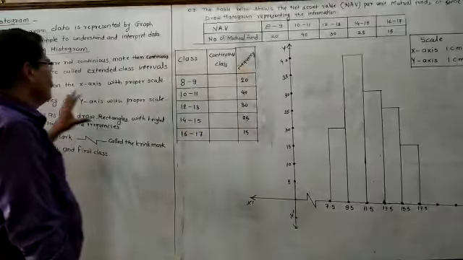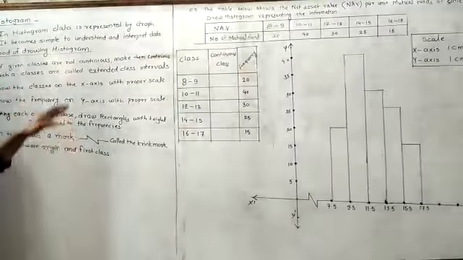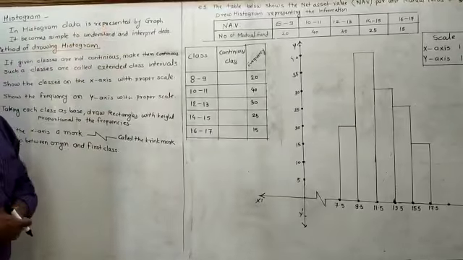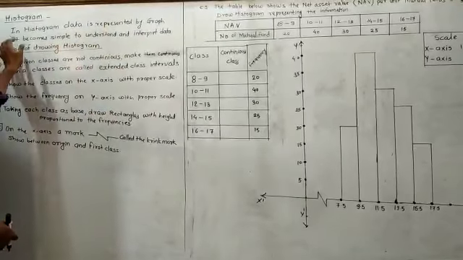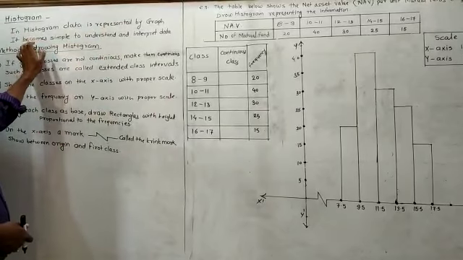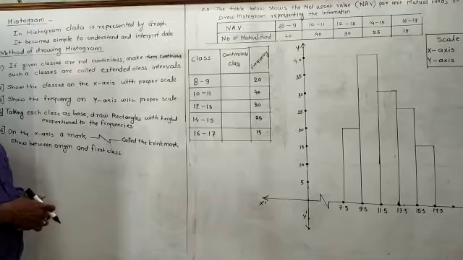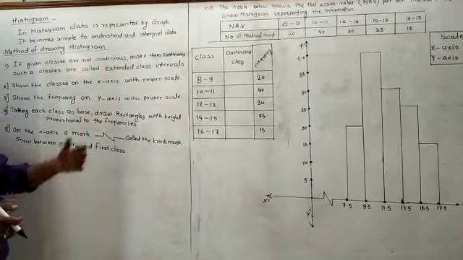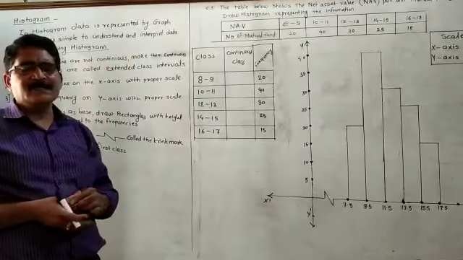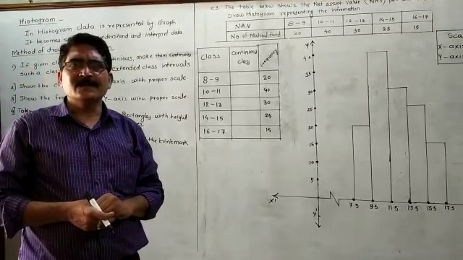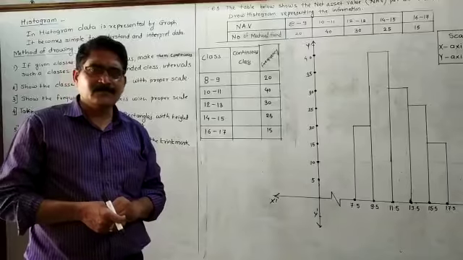So I wrote some points for the histogram here. In histogram, data is represented by a graph. Second thing is it becomes simple to understand and interpret the data. Means by the histogram you will understand each and everything very easily. Whatever be the data, you will understand that data in a very simple manner by the histogram.